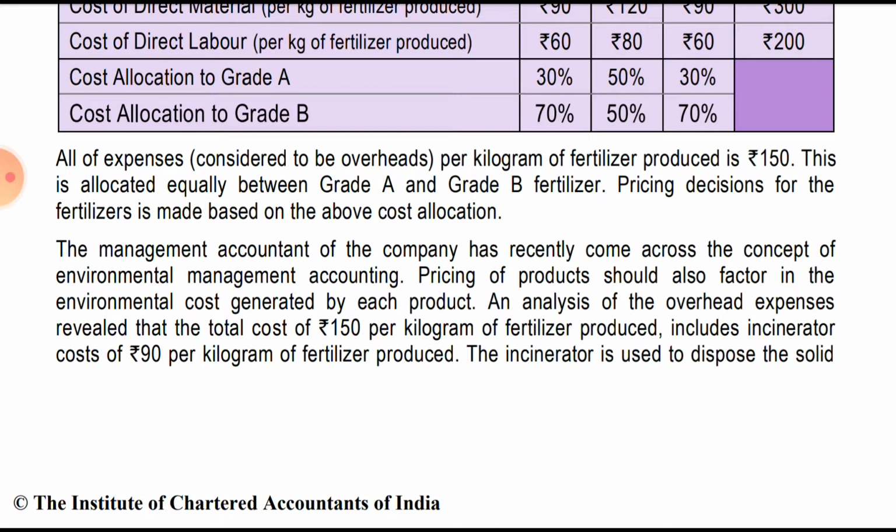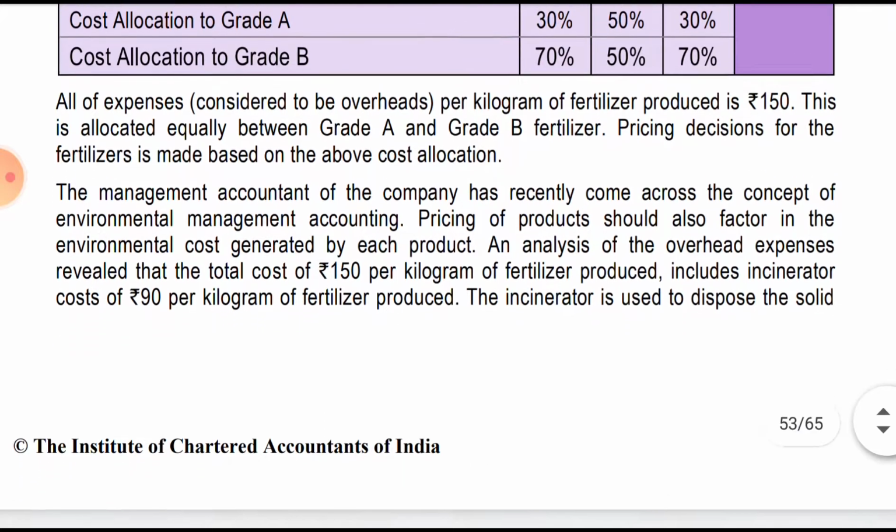An analysis of the overhead expenses revealed that the total cost of 150 per kilogram of fertilizer produced includes an incinerator cost of 90 per kilogram of fertilizer produced, so that 150 will be bifurcated further, that is 90 plus 60. So how to deal with that 90?